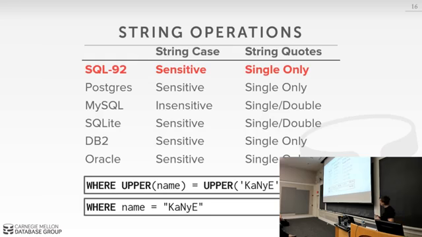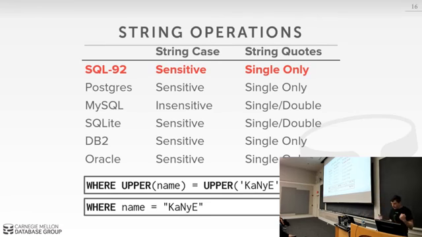So the next thing we want to talk about is how to handle strings. This is a table that summarizes the different variations of how strings are handled in different database systems. The SQL standard says that all strings, like varchars, chars, text fields, have to be case sensitive, and the way you declare them is with single quotes. And most systems follow this, right?